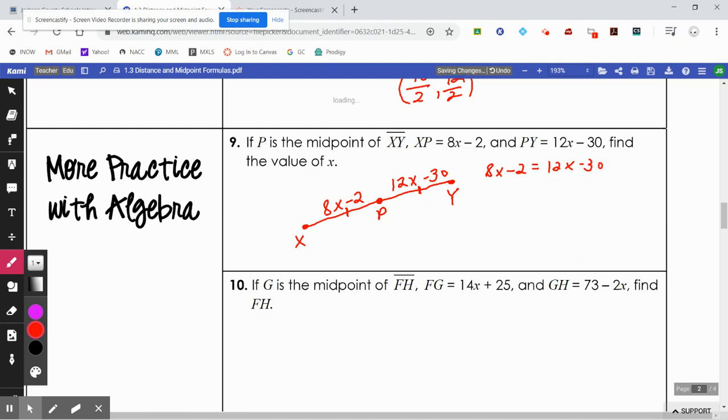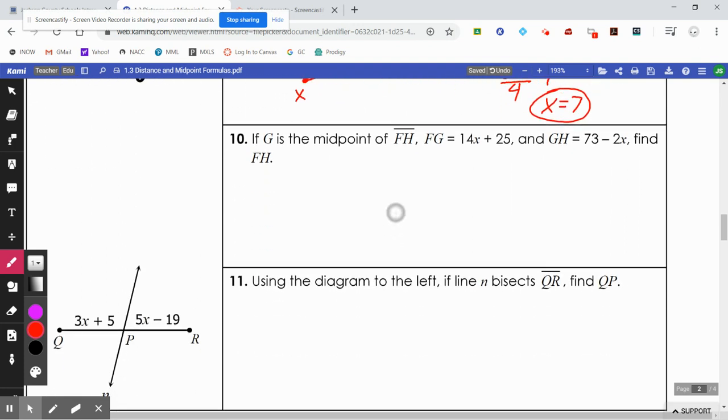And then we have a simple linear equation to solve. I'm going to take my 8x's and move them to the right side by subtracting 8x. I'm going to take my minus 30 and move it to the other side by adding 30. I now have 28 is equal to 4x. Divide by 4. So we see that x has a value of 7.